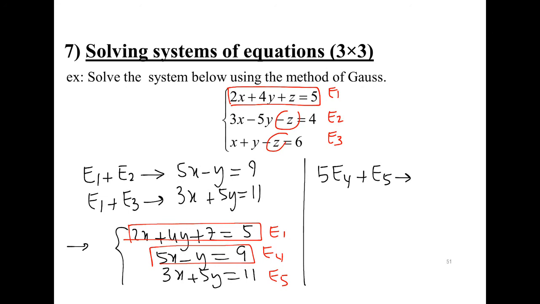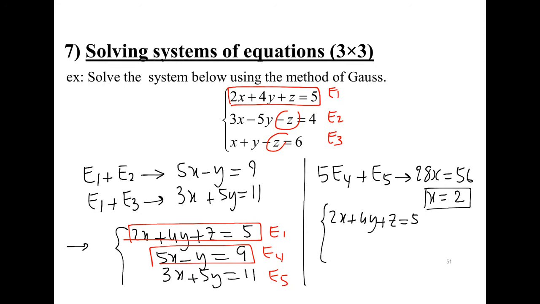Okay, so over here, 25 plus 3, that's 28x equal to 45 plus 11. That's 56. So x is 56 over 28. So now my system became 2x plus 4y plus z equal to 5, 5x minus y equal to 9, and then x is 2. So now my system is written in triangular form.